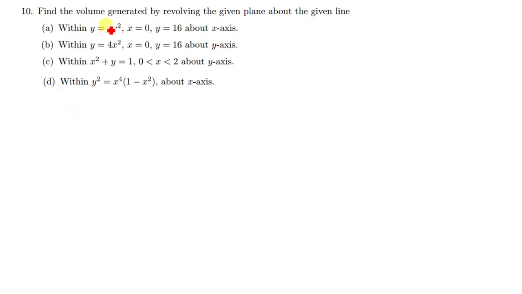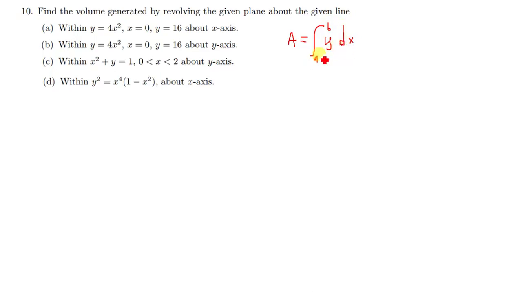Question 10 is telling us to find the volume generated by revolving the given plane about a given line. So what you need to understand here is that when you are dealing with such questions, when finding the area, we used to say area is equal to the integral of y squared, the integral of just y, and then given the limits b and a, then we're integrating this with respect to x.